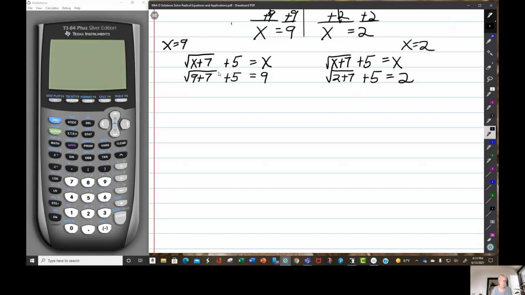Okay, the square root of 9 plus 7, that's 16. The square root of 16 plus 5 equals 9. The square root of 16 is 4, so 4 plus 5 equals 9, and it does. 9 equals 9. So this is true. 9 is a solution.